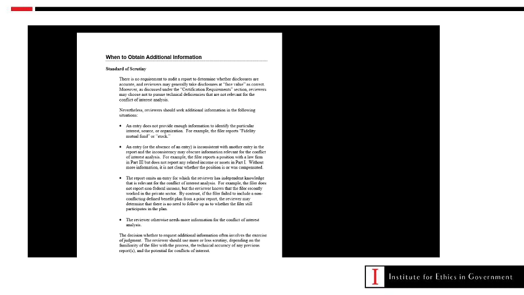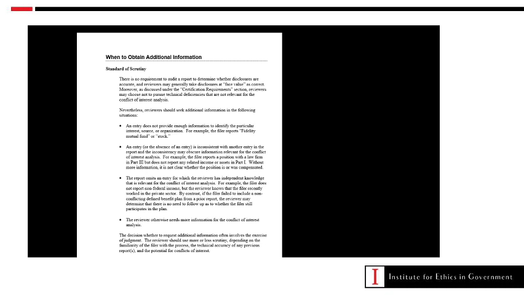So the next thing we want to talk about is, when do you need to go back for more information? And I think this is a critical question for new reviewers particularly. A lot of the skill in reviewing confidential financial disclosure reports, or any financial disclosure reports, is seeing what information isn't there that ought to be, or that you need in order to make a determination about whether there's a potential for conflict. We have a long discussion of this in the guide, which you can take a look at.